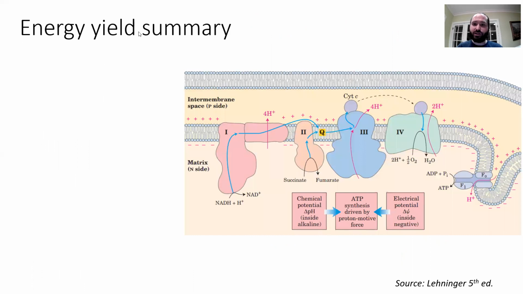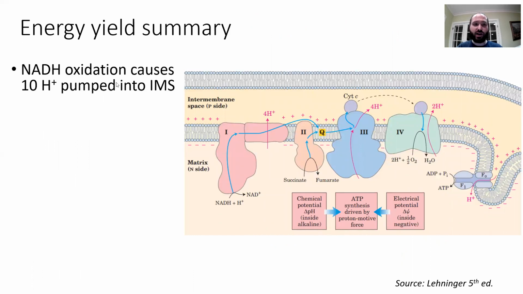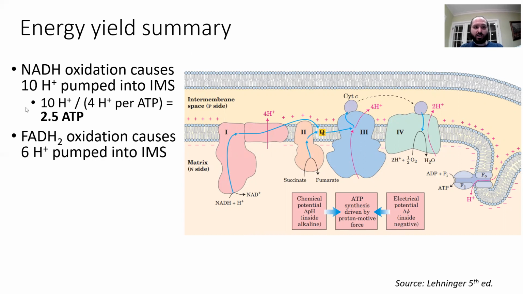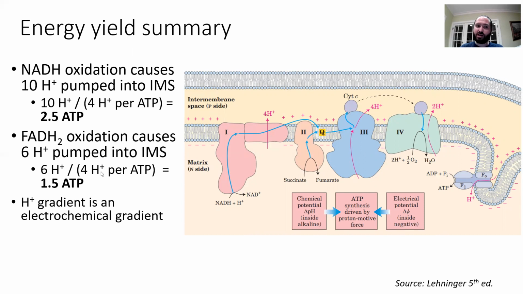So energy yield summary. NADH oxidation, we said, causes 10 protons to be pumped into the intermembrane space. We said there's 4 protons per ATP produced if we account for phosphate translocation. So we take our 10 H plus, divide by 4 H plus per ATP generated, and we get 2.5. So that's where our number for NADH comes from, 2.5. Used to be 3, but they weren't accounting for phosphate. We said FADH2 oxidation causes 6 H plus to be pumped into the intermembrane space. If we take our number of 4 H plus per ATP, we get 1.5 ATP per FADH2. So those are where our 2.5 and our 1.5 numbers come from, because FADH2 misses out on the 4 protons from complex 1.